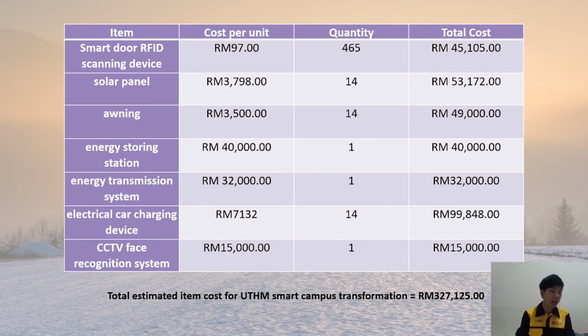For the electrical car charging device, the cost per unit is 7,132 ringgit and the quantity is 14. So the total cost for the electrical car charging device is 99,848 ringgit. So the total estimated item cost for the UTHM Smart Campus Transformation is 327,125 ringgit.